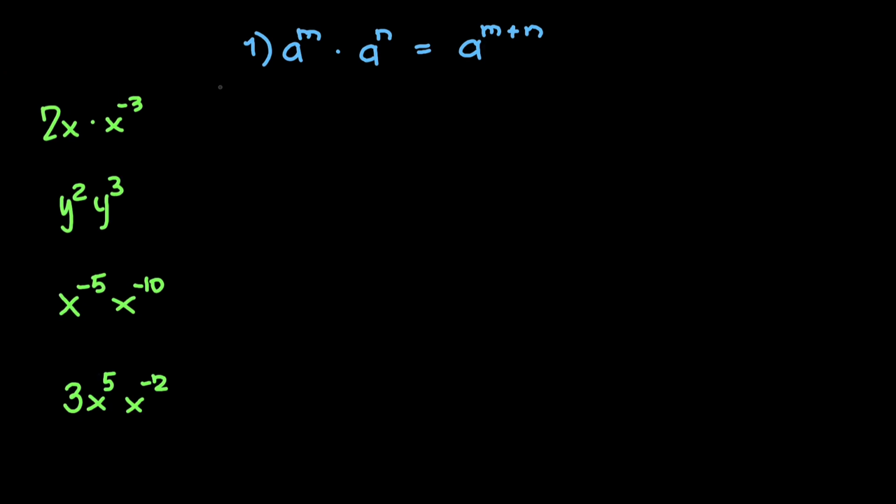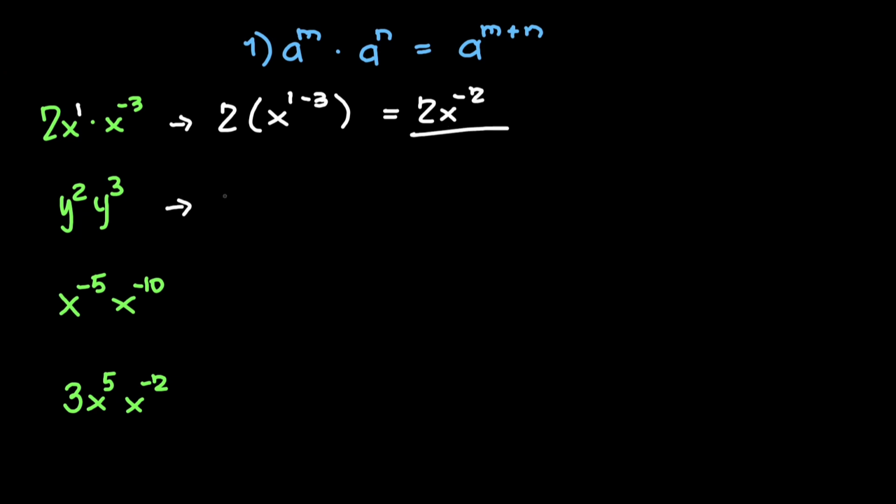Let's try some more. 2x multiplied by x raised to the power of negative 3. Now, if there is no exponent shown here, it will be automatically raised to the power of 1. So it will become 2 multiplied by x raised to the power of 1 minus 3. So 1 minus 3 would be negative 2. The answer would be 2x raised to the power of negative 2.